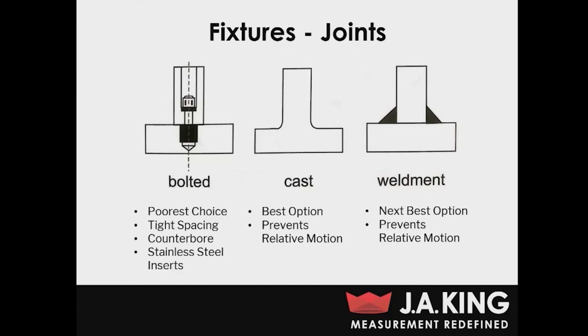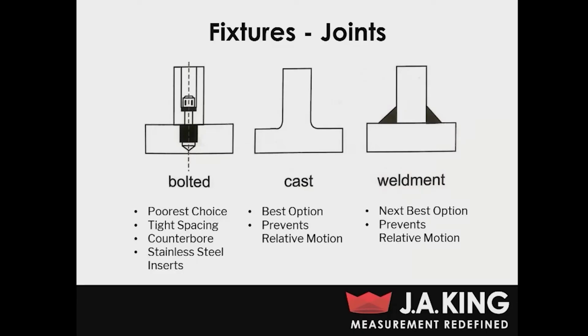Technically, this is the poorest choice in terms of preventing relative motion, but it's your best choice if you want a fixture that's going to be able to be switched up for different DUTs, and it's what we use a lot of times. And it's fine to use a bolted fixture, but you do want to keep some guidelines in mind. First of all, you want really tight bolt spacing. You want to reduce that distance between bolts as much as possible, because as you reduce that distance, you're going to increase the resonant frequency of the fixture itself.